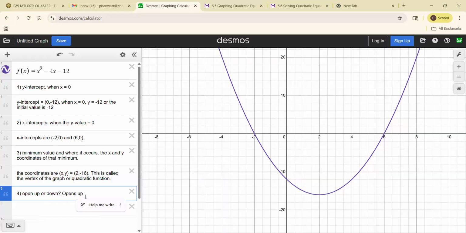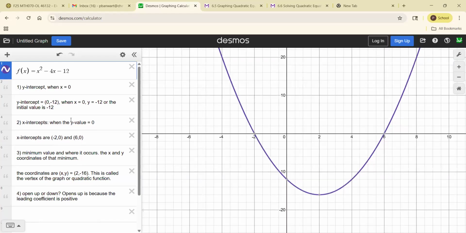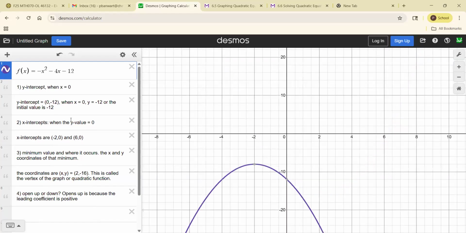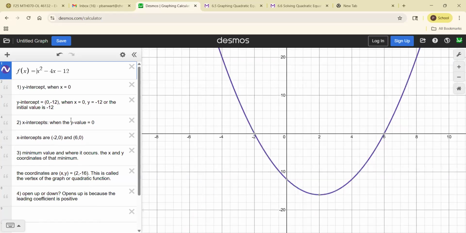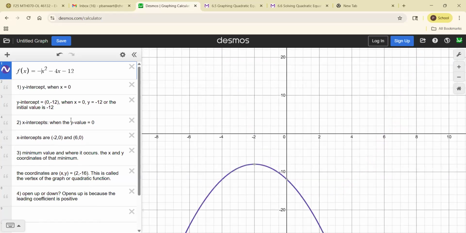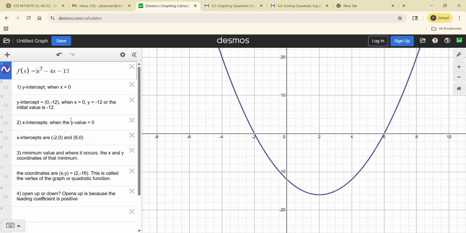And by the way, the reason it opens up is because the leading coefficient is positive. If I were to do one little thing and take that minus or x squared and make it a negative, it would open down. I mean, it changes other things as well, but in the context of open up or open down, it just matters if the leading coefficient is positive or negative.